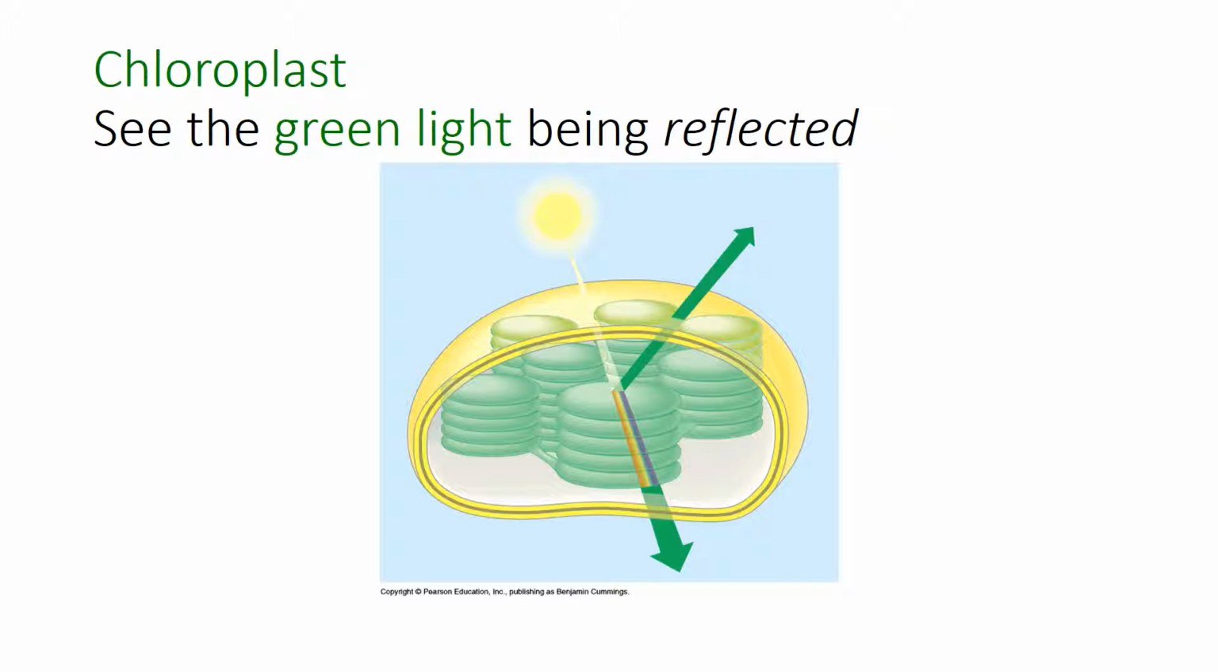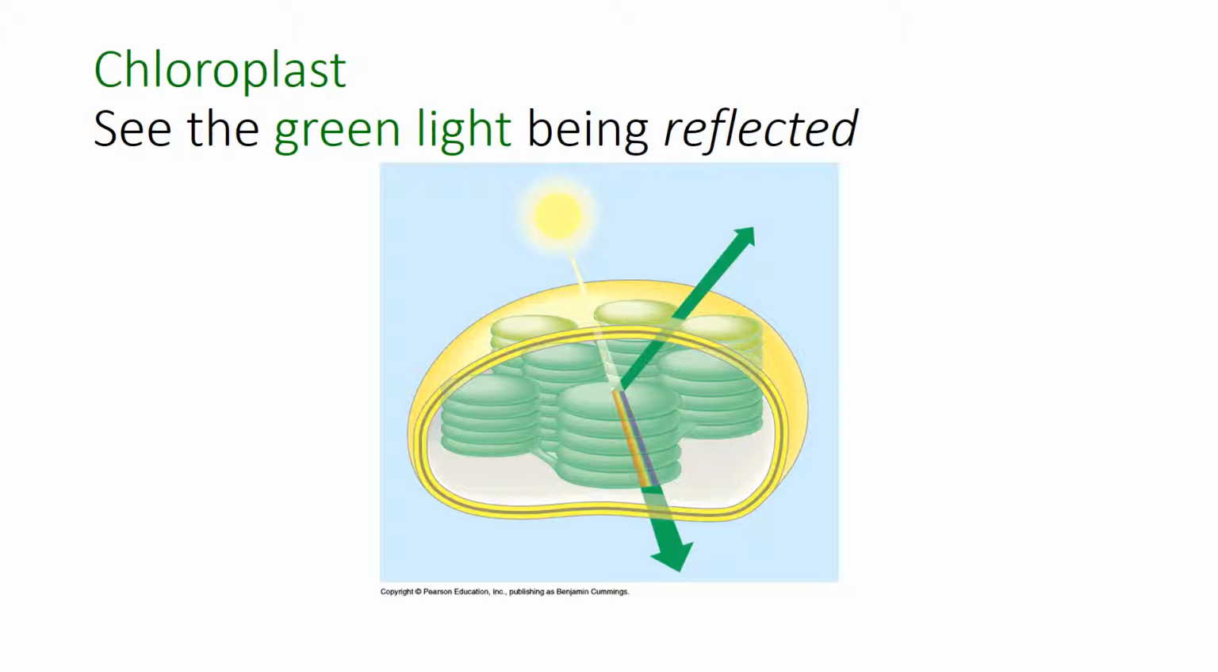Okay, so the reason why plants are green is because the chlorophyll molecule is going to absorb all of the wavelengths of light except for green. Green gets reflected back, and that's why we see plants as being green.